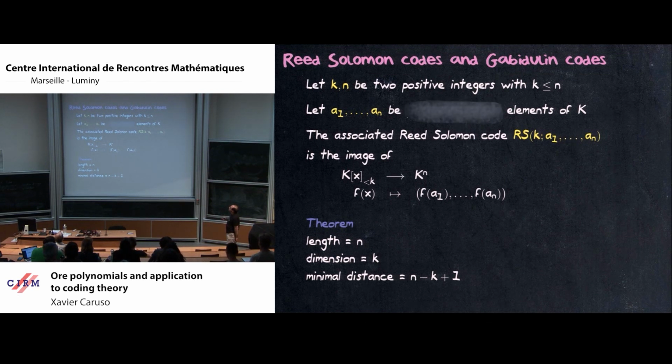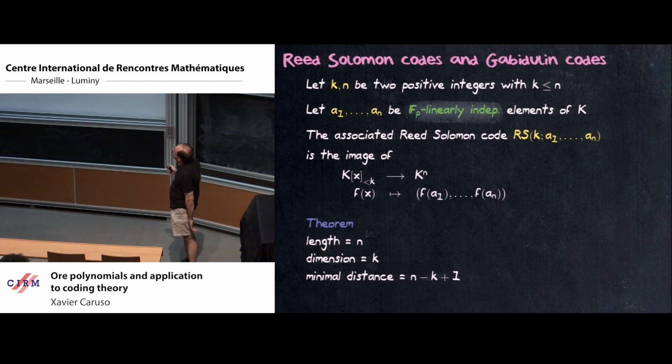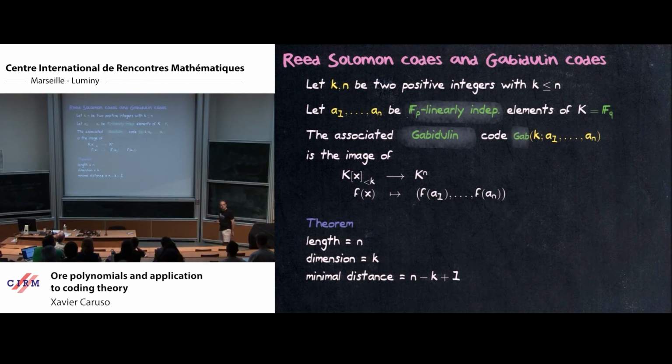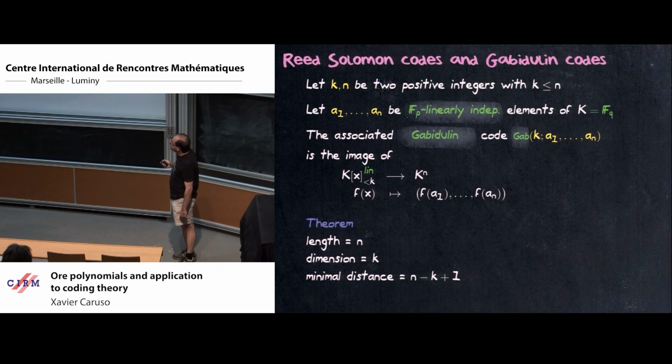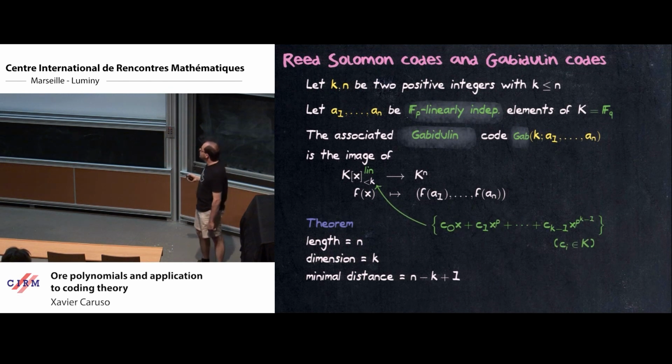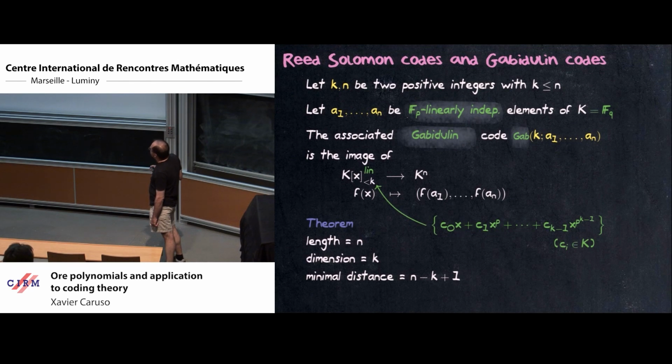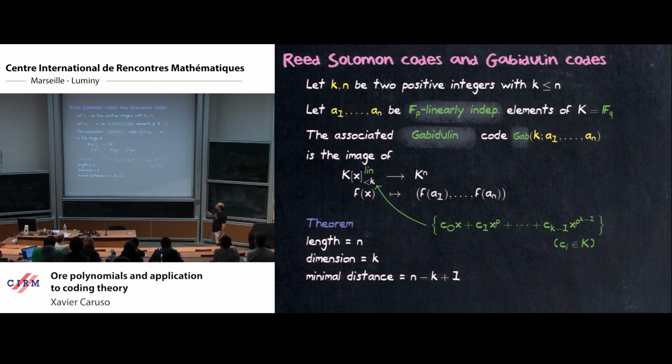So instead of taking pairwise distinct elements in K, I'm taking linearly independent elements of K. Linearly independent over Fp, and now I have to assume that K is a finite field Fq. In that case, the associated Gabidulin code, which is now denoted by Gab of K and a1, ..., an, is the image of almost the same map, except that I'm not considering all polynomials, but what we call linearized polynomials, of height strictly less than k. In general, we say height instead of degree now. And what is a linearized polynomial? It's just a polynomial with terms in x to the p, x to the p square, x to the p cube, and so on, until x to the p to the k minus 1. They are called linearized because the mappings x maps to x to the p, and so on, are Fp linear.